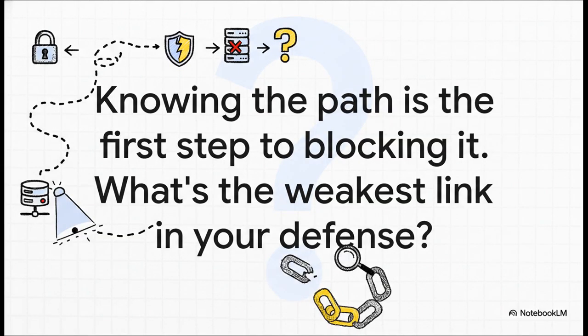At the end of the day, knowing the attacker's path is the first and most critical step to blocking it. The ransomware kill chain gives us that map. So the final question really isn't about them anymore. It's about you. When you look at this chain, when you think about this path, what's the weakest link in your defense?